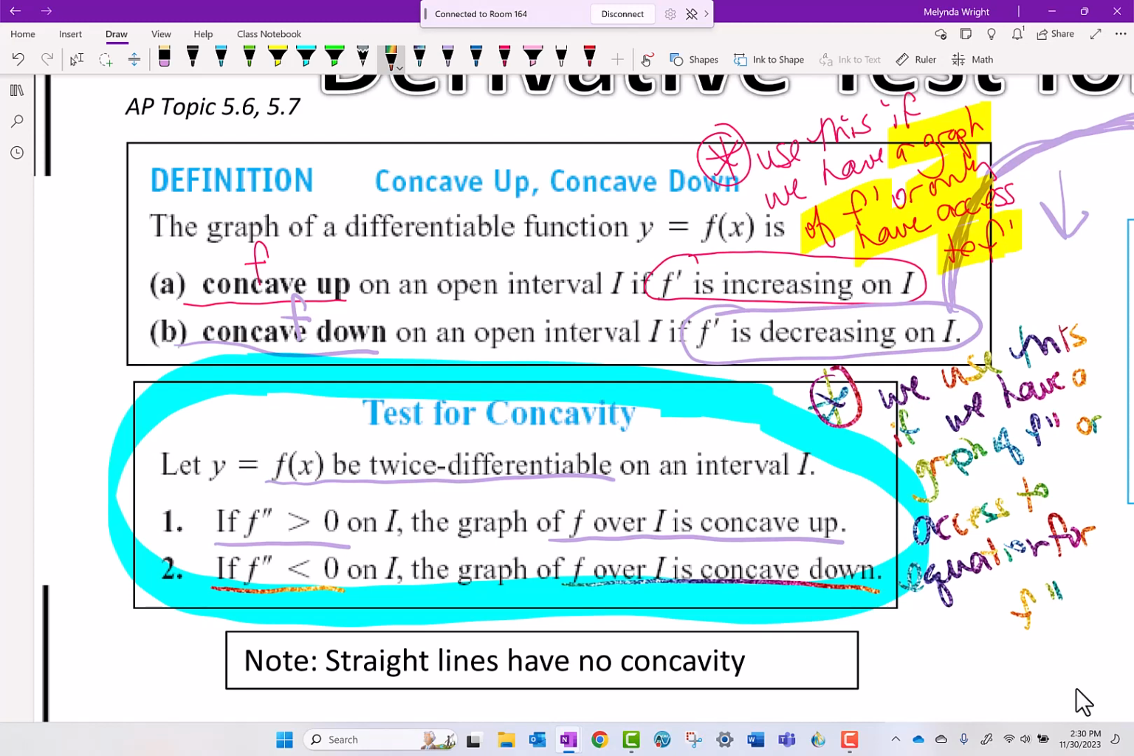Okay, so I think it's important for you to understand which one we use in what circumstance so that it's not confusing for you. That's what we do. We use the definition if we have a graph of F prime or access to F prime's equation. We use the test for concavity if we have a graph of F double prime or access to the equation for F double prime. All right, any questions on how to determine concavity?